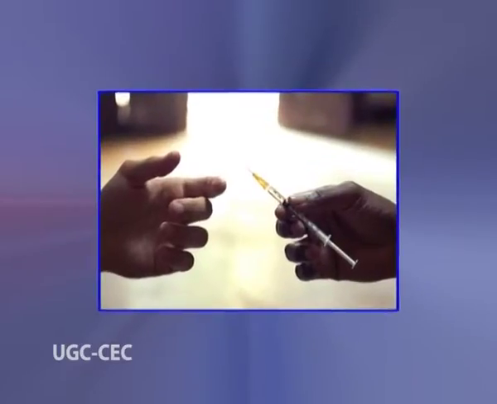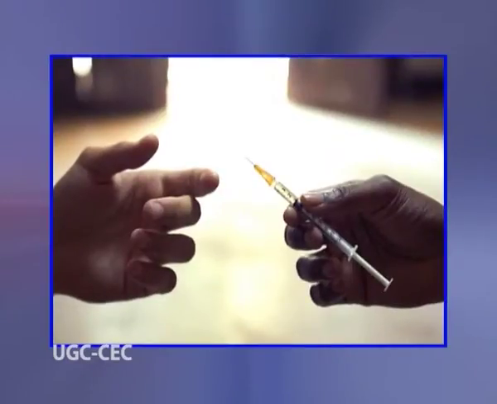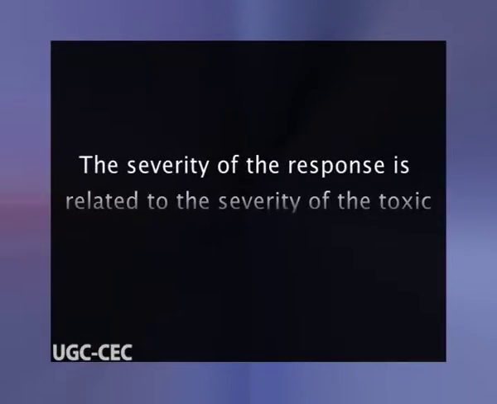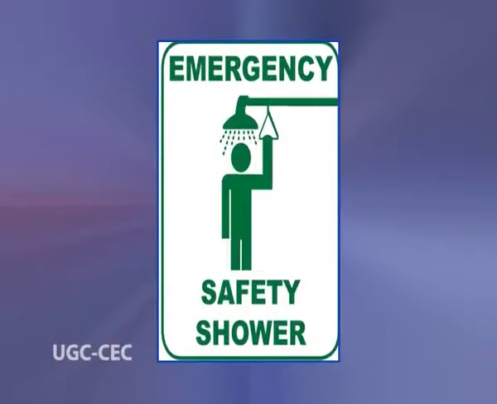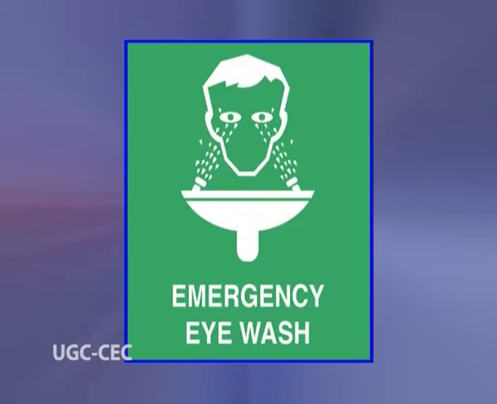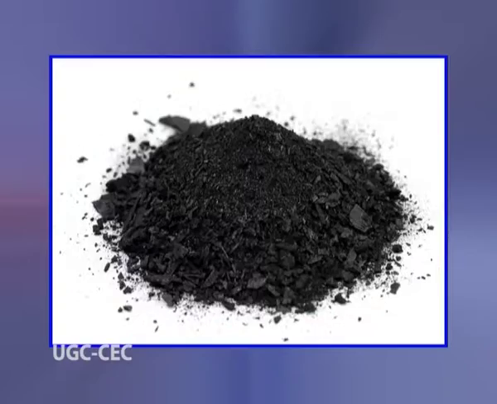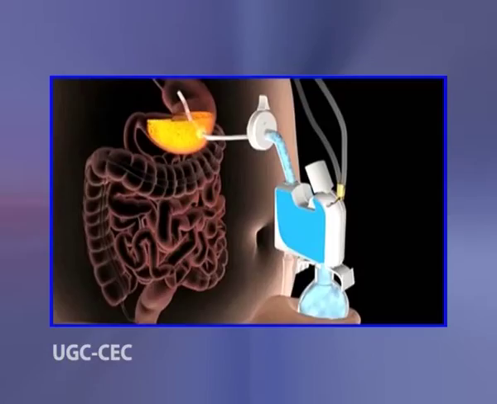When a person has been exposed to an acutely toxic dose of a substance, they can be treated in a number of ways in order to minimize their harmful effects. Obviously, the severity of the response is related to the severity of the toxic response exhibited. These treatment methods include but are not limited to emergency showers used for removing irritating or hazardous chemicals from the skin, emergency eye washes used for removing any irritating or hazardous chemicals from the eyes, activated charcoal used to bind and remove harmful substances consumed orally. This is used as an alternative to conventional stomach pumping.